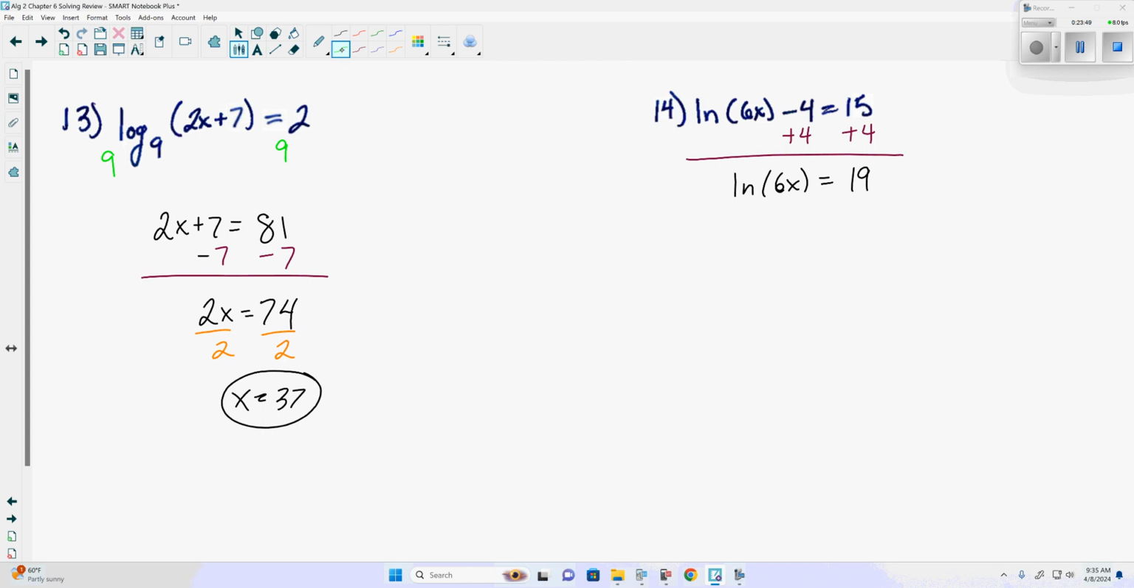Now it is indeed by itself, so we would do what? Put both sides to the base of e, because e and our ln would cancel, telling us 6x is equal to e to the 19th. E to the 19th does not reduce nicely, so we'll leave it. And we do have one last step. Divide by 6, telling us x is equal to e to the 19th over 6. Questions on this here?